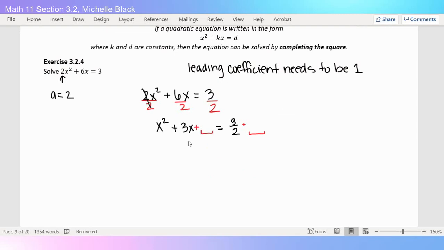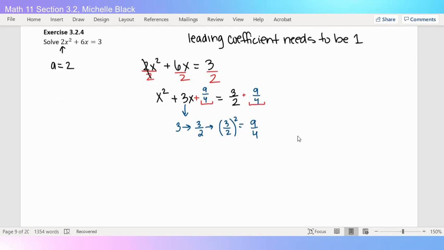To complete the square, we take the coefficient of our linear term, which for us is the 3. Recall, what we need to do is divide this by 2, and then square our answer. So the number that I'm going to need to add to both sides of my equation is 9 over 4. Don't get scared that it's a fraction. Remember, we don't discriminate against numbers.